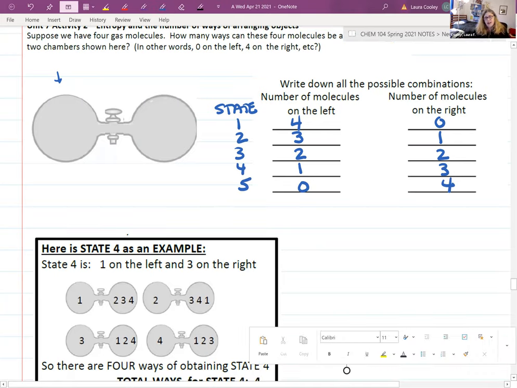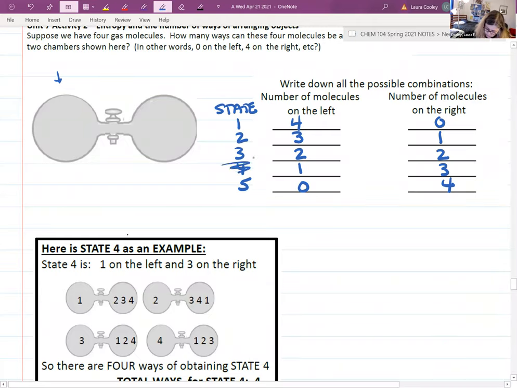So now, remember, I talked about how there are more ways of arranging the particles if you have just one on the right and 99 on the left, right? But we're going to do it with four because it's a lot easier to deal with. So here I'm going to now talk about state four. State four has one particle on the left and three on the right.